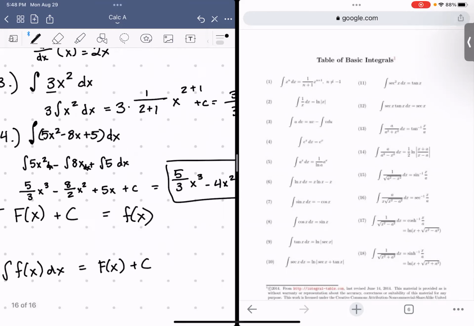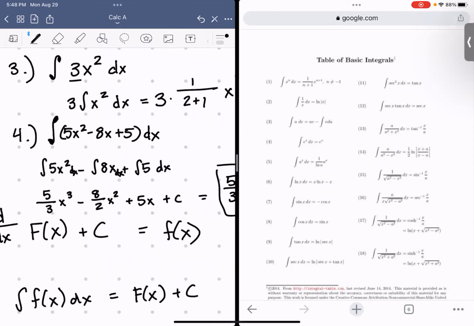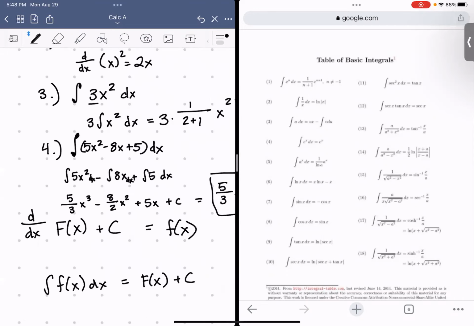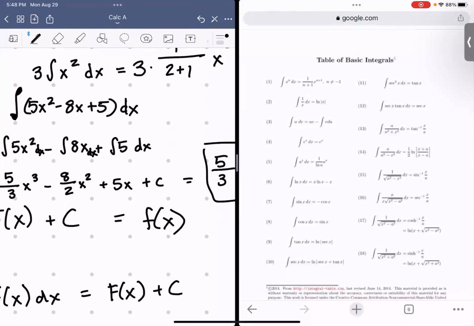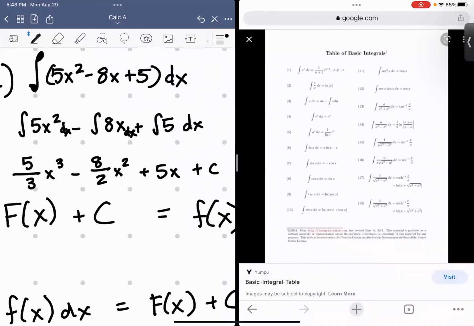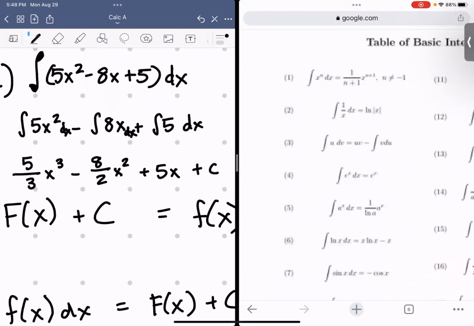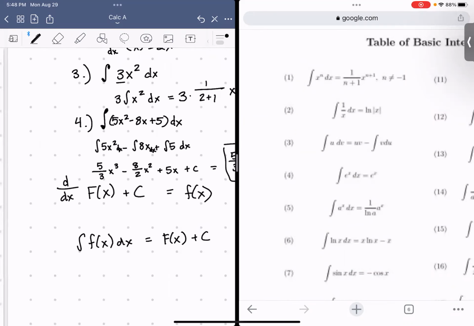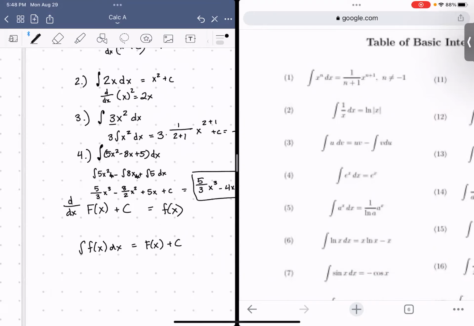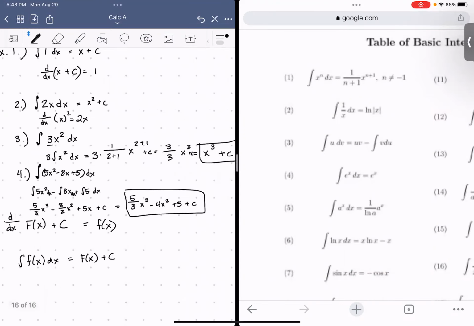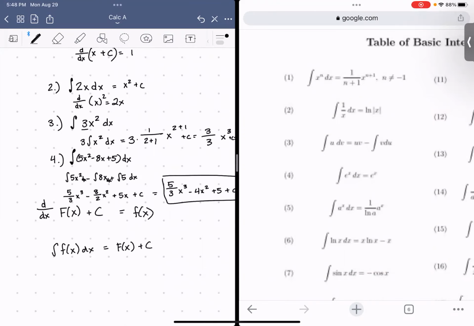The reason there's a plus c is because it's not defined. In a definite integral, the c goes away because you can solve for the c. But since we don't know any set number, as it's over an infinite bound, we need to add a plus c. So I think that's all for today. I'm probably going to talk about the definite integral in the next video.